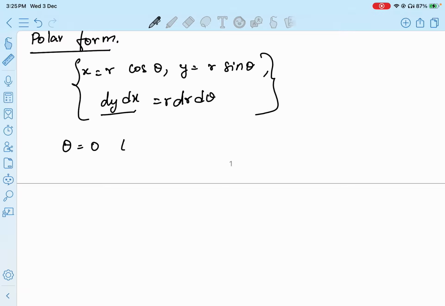Now let us write theta to theta, which means our polar form lies between the line 0 to pi. Okay, let us draw the figure.